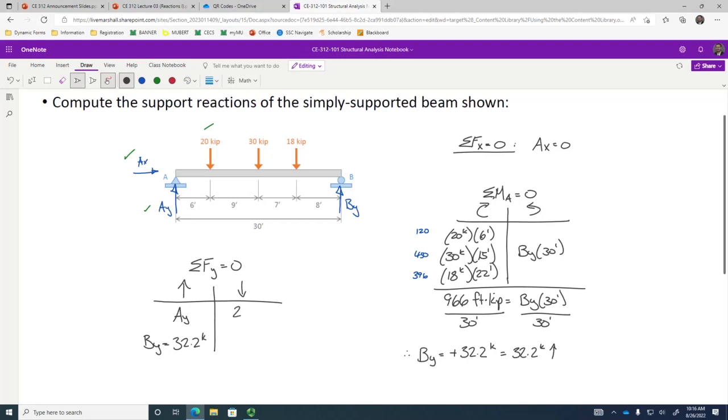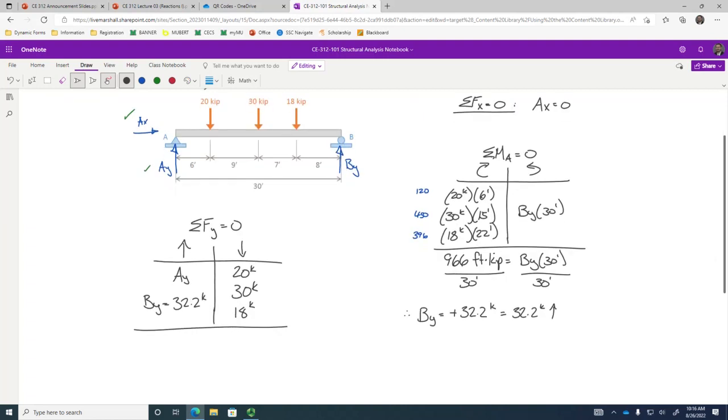All right, so 20 kips, 30 kips, and then 18 kips. And so AY, over here on the left, AY plus 32.2 kips equals 20 plus 30, which is 50, plus 18, that's 68 kips. So what's AY? 35.8. Do I have a second? Yep. Okay. Boom. That's all there is to it.